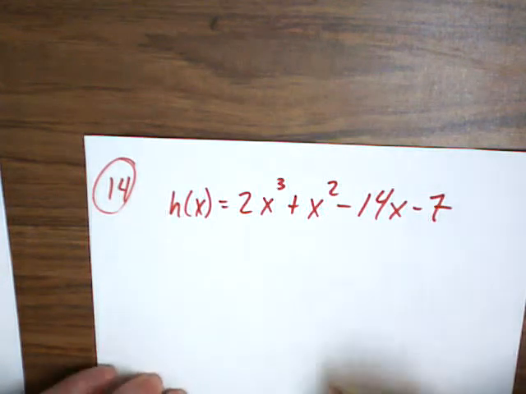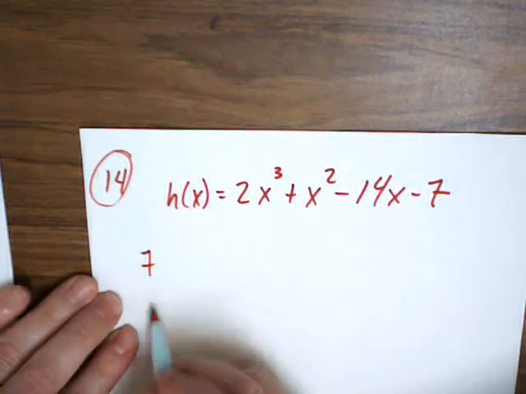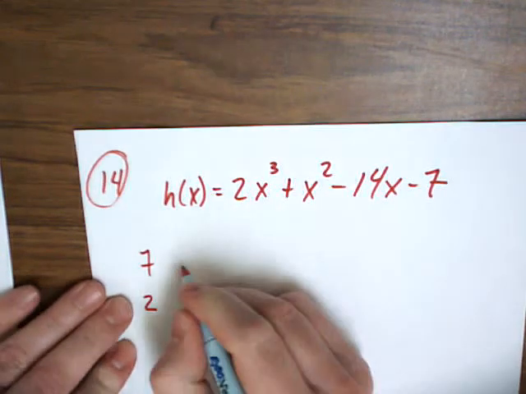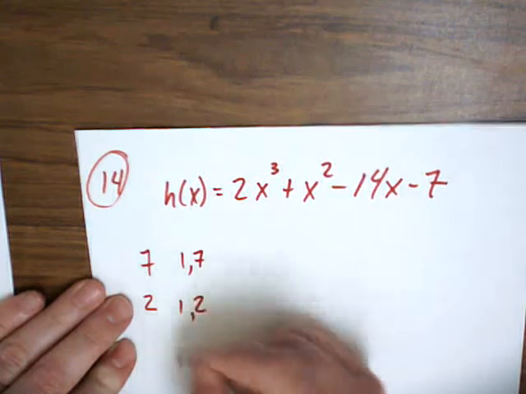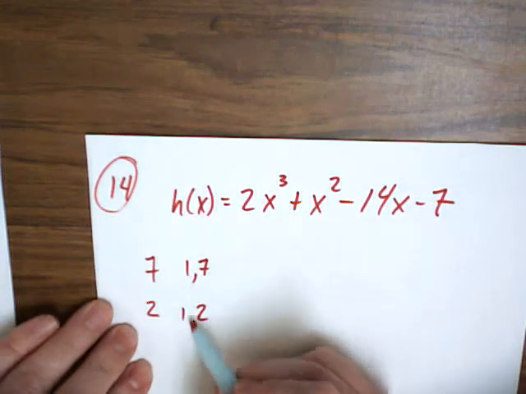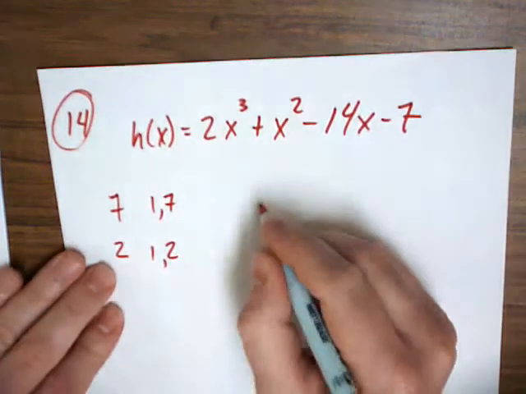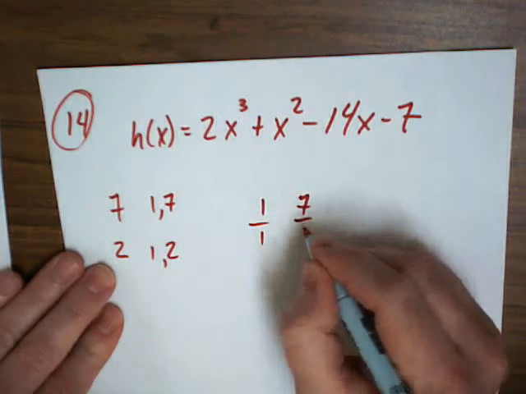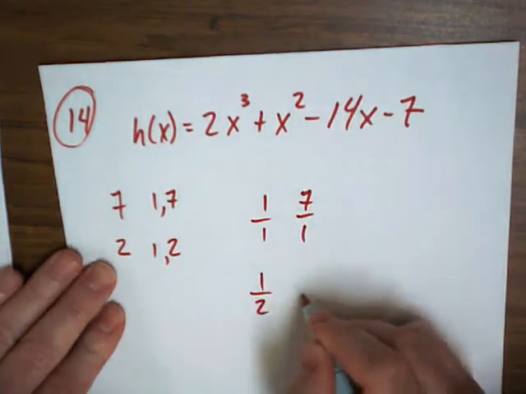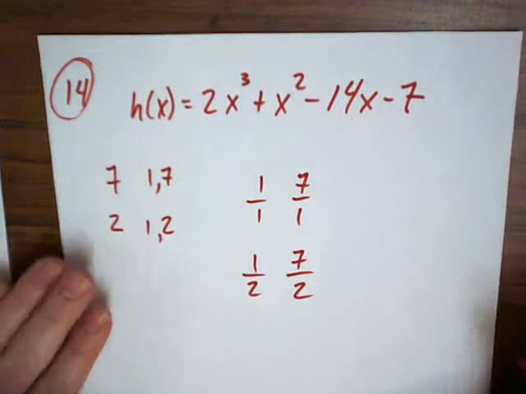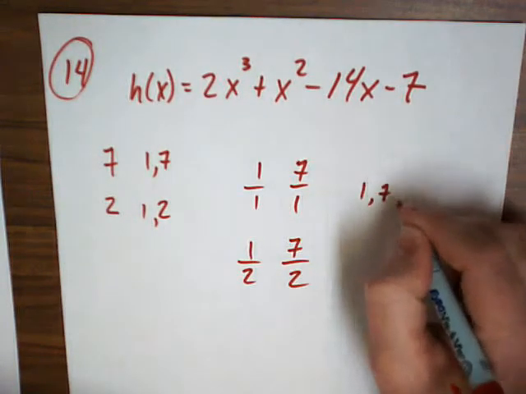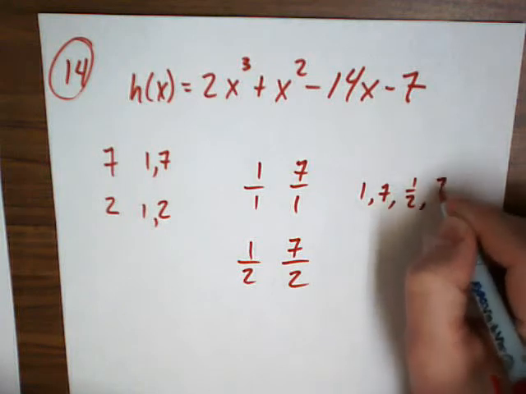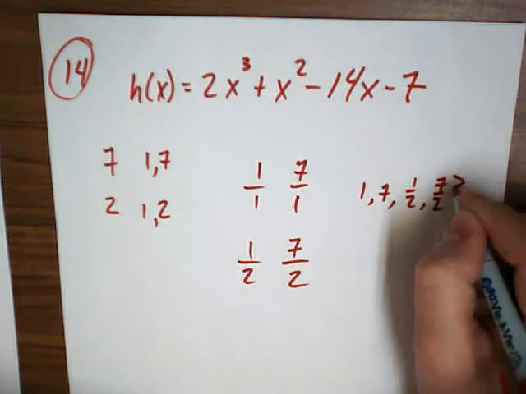Step 1, you said you could do. You take factors of 7 and factors of 2. So 7 and 1, and 7 and 1 and 2. And you put these on top of these. So 1 over 1, 7 over 1, 1 over 2, 7 over 2. So those are the possible: 1, 7, a half, 7 halves.